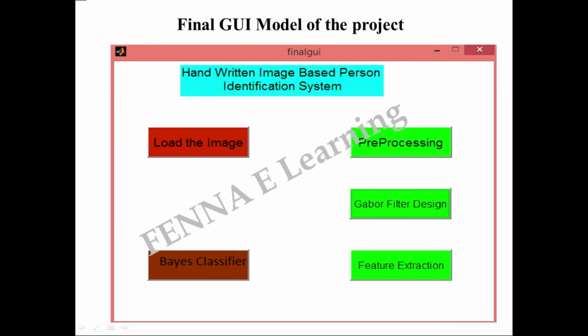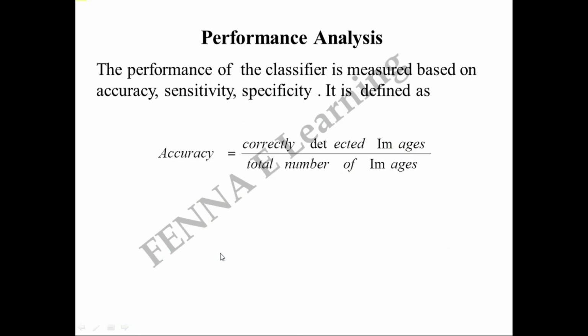And this is the final graphical user interface model of the project. Here we have push buttons to load the image, for pre-processing, to design the Gabor filter, feature extraction and Bayesian classifier. The performance of this work is analyzed in terms of accuracy, sensitivity and specificity. The accuracy parameter is defined as the ratio of correctly detected images in our database to the total number of images in our database.